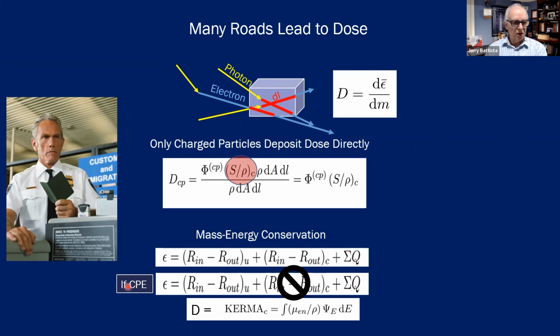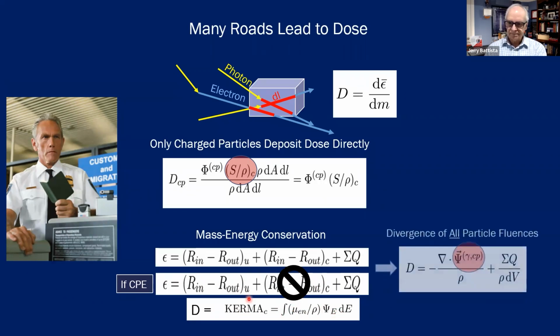If we have charged particle equilibrium, the energy carried by electrons coming in and going out is equal. So this term goes to 0, and you get the dose is equal to the Kerma. But that's a rarely used equation because you rarely can guarantee that there is equilibrium.